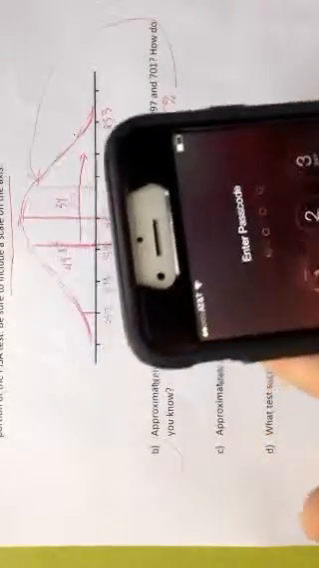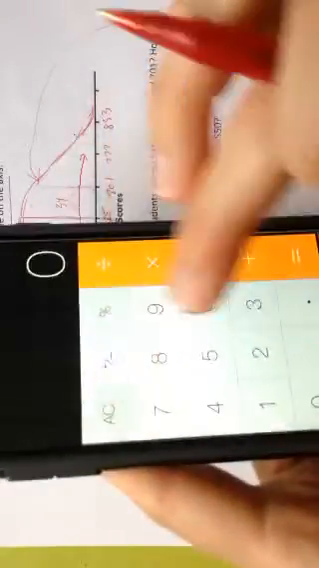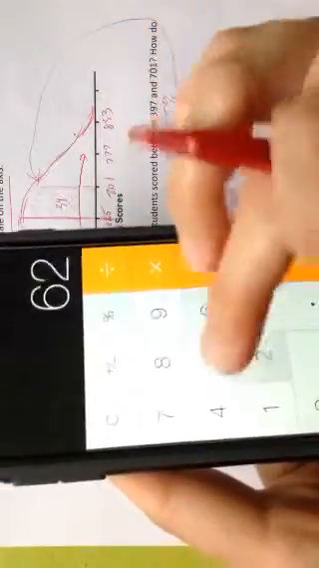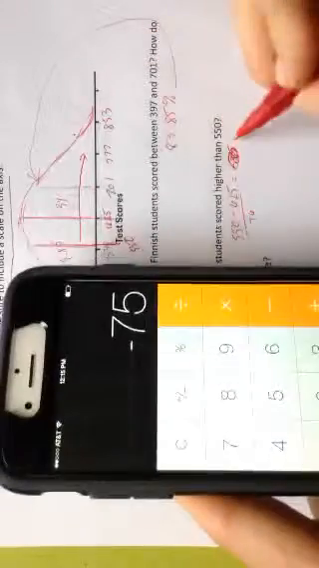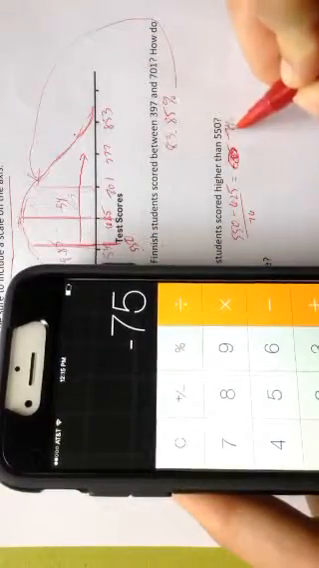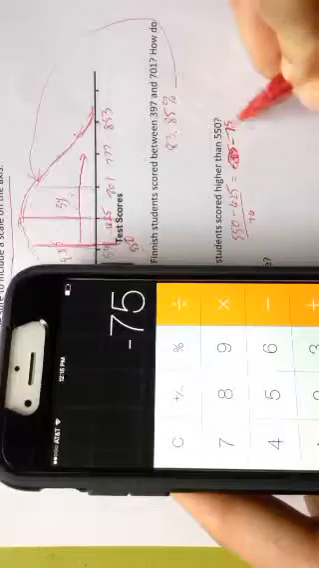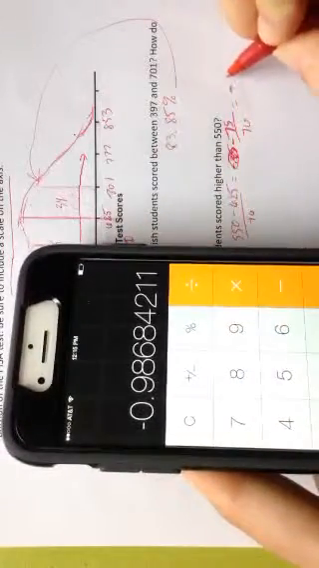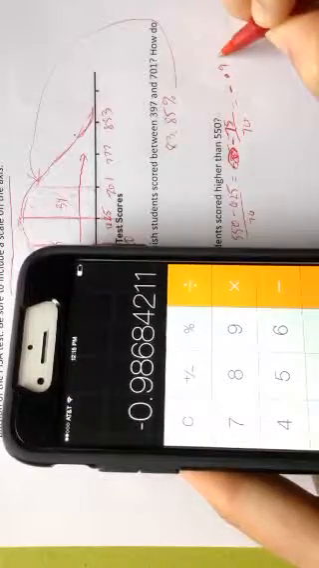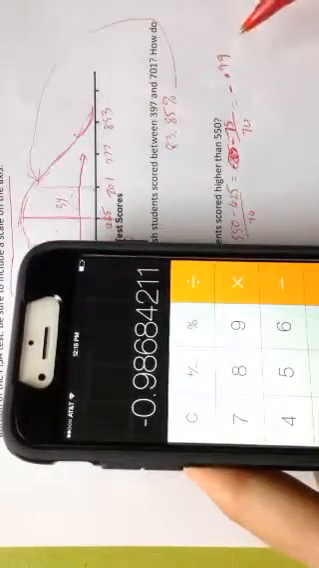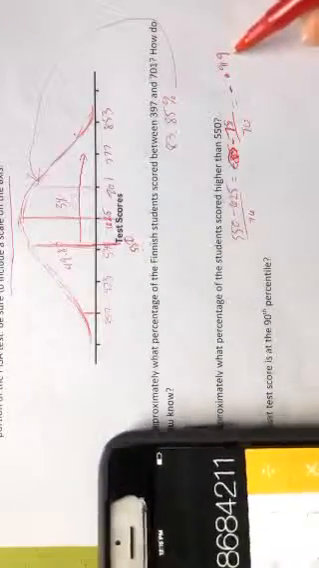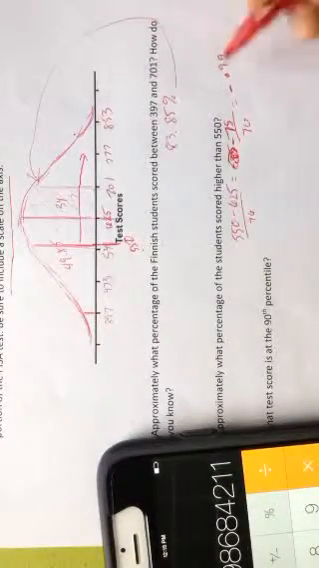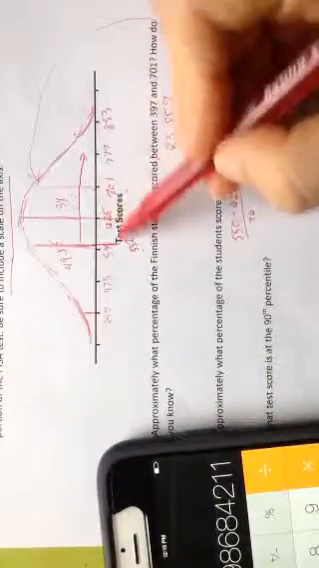Oh, it's not negative 35. Good thing I checked myself. That did not make sense, right? So 550 minus 625 is negative 75. And then divide by the standard deviation, negative 0.99. Okay, so remember this is a z-score to the nearest hundredth. So negative 0.99, and it's negative because this is below.